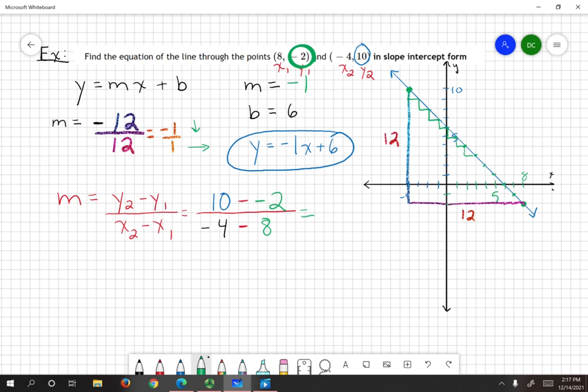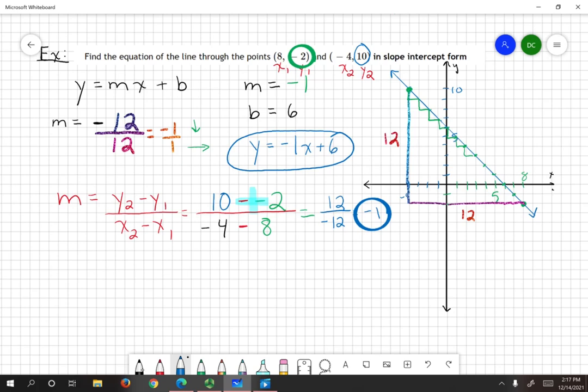So remember, minus a negative makes a plus. So what I have in the numerator is 10 plus 2, or 12. In the denominator, -4 minus 8, -12. Then that means I go, oh yeah, my slope, it's -1. From my graph, I could tell it was -1.